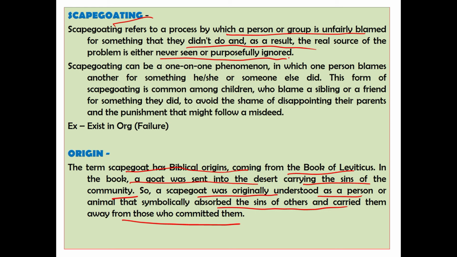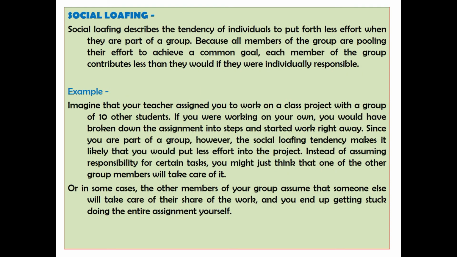And in the organization also, what happens? It might be a one-to-one phenomenon, or a one-to-many phenomenon. Let's say a boss is here. If anything goes wrong, or there is a failure in the organization, this fellow tries to blame him, and this one also tries to blame him. So this is exactly scapegoating. There's nothing else.